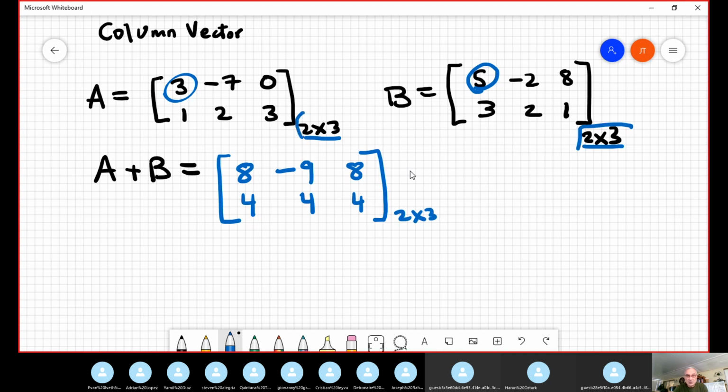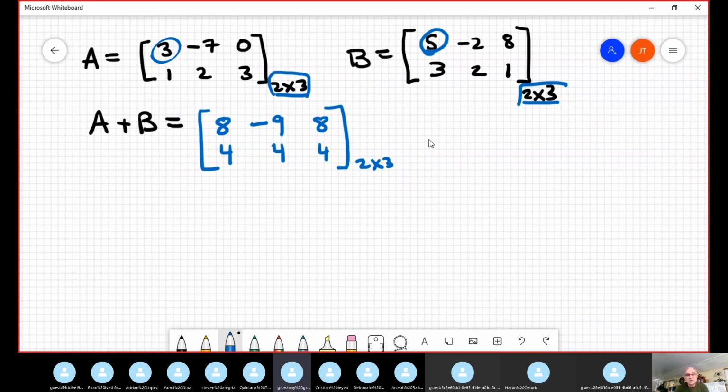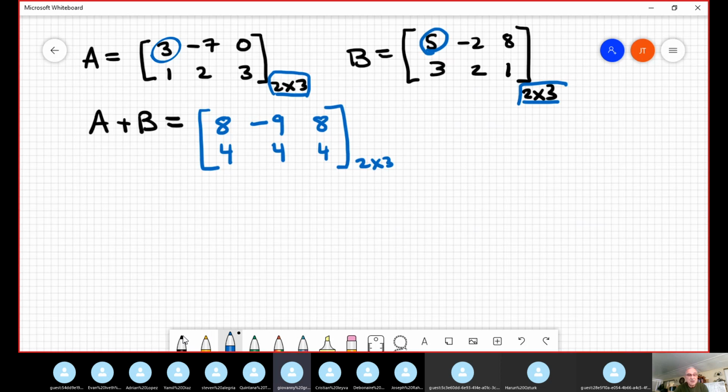But you're adding entry by entry, element by element, in the same position. Any question? Easy, eh? This is addition. Super easy. Subtraction is exactly the same.